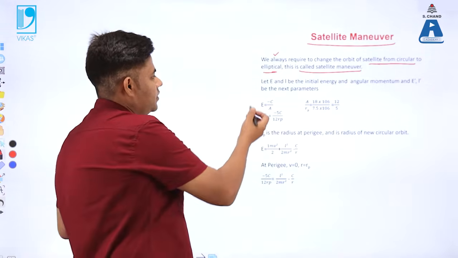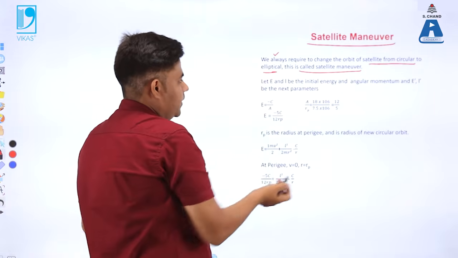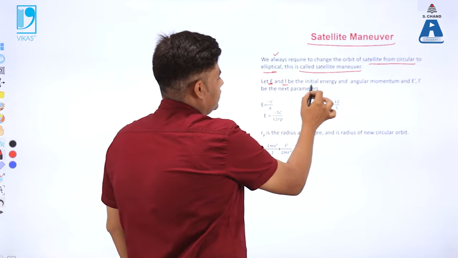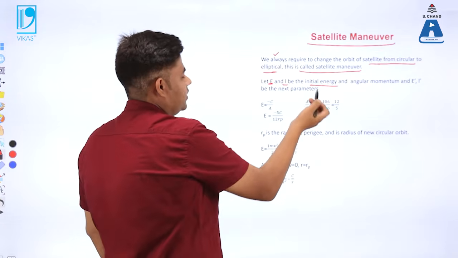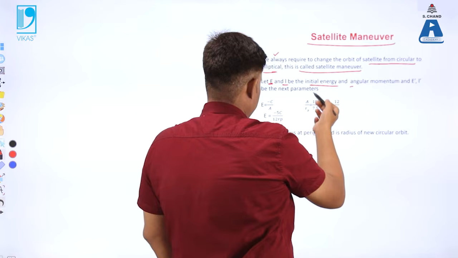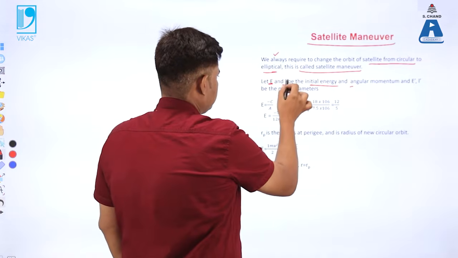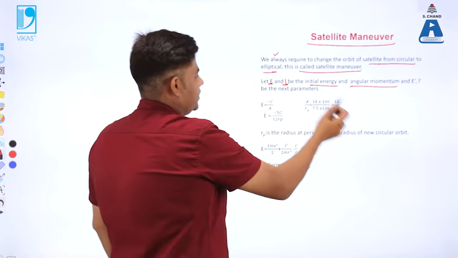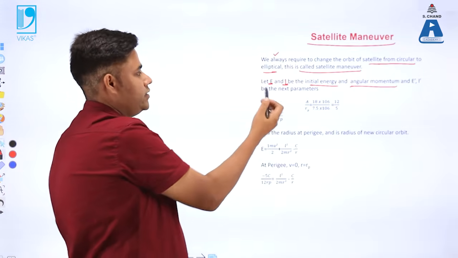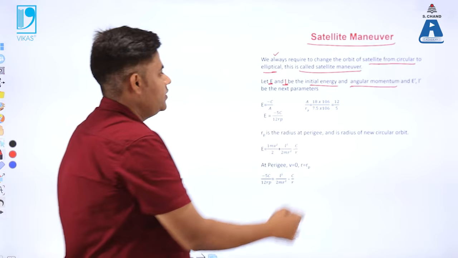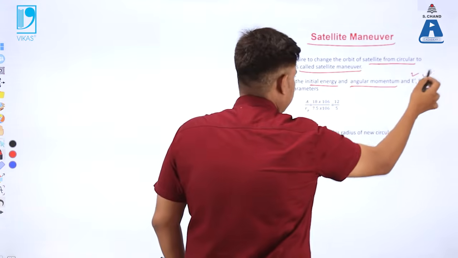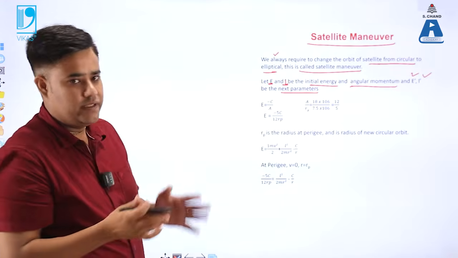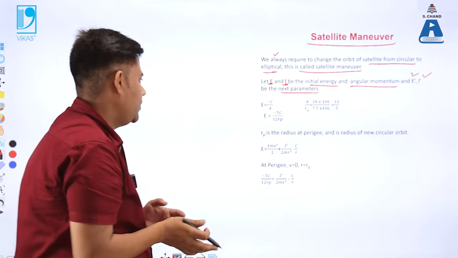Now you have an expression which is associated with the same. Let's say E and L are two quantities, where E indicates energy and L indicates the angular momentum. So this indicates the initial energy and angular momentum, and simultaneously E dash and L dash are the next parameters, meaning the next set of energy and next set of angular momentum.